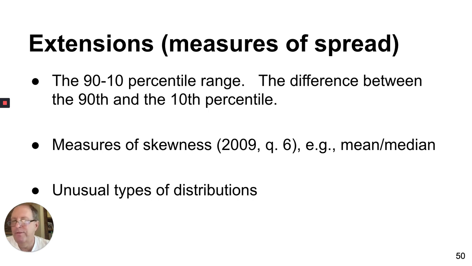Extensions. These are extensions that have come up in the past on former AP exams. The 90-10 percentile range: instead of using the interquartile range, what if you use the 90-10 percentile range? That's the difference between the 90th and the 10th percentile. There was one year where they asked about measures of skewness, and they had you calculate the mean divided by the median and asked what it says about skewness if the mean over the median is greater than 1.